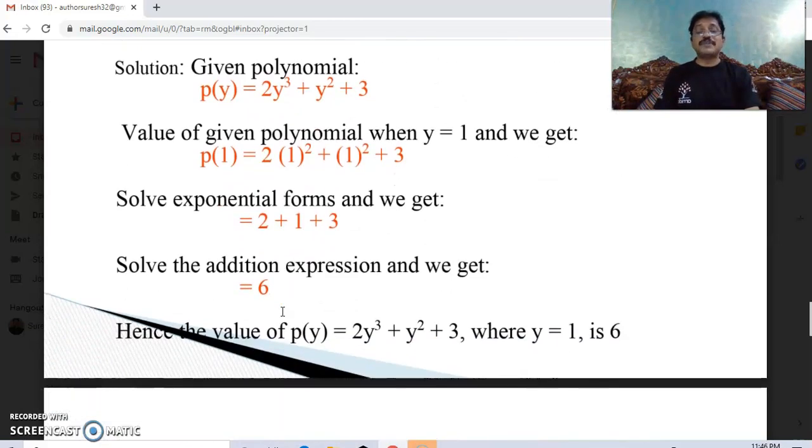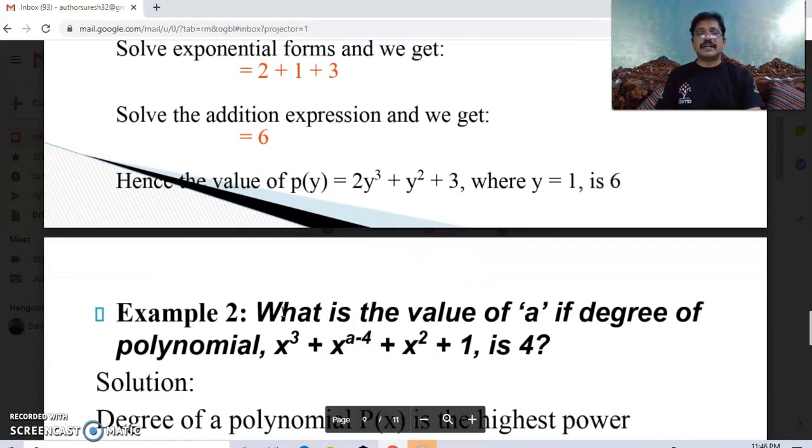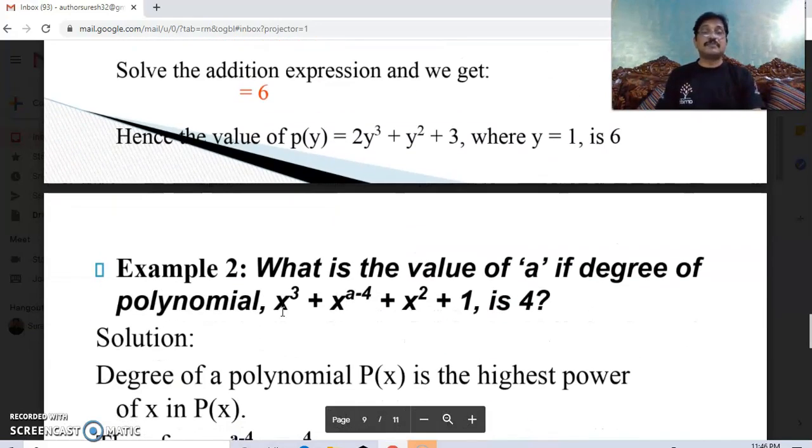Hence the value of p of y is 6 at y equal to 1. By substituting the value in place of the variable, that is considered the value of the polynomial. Is it clear? Okay. I'm giving one more example to you.